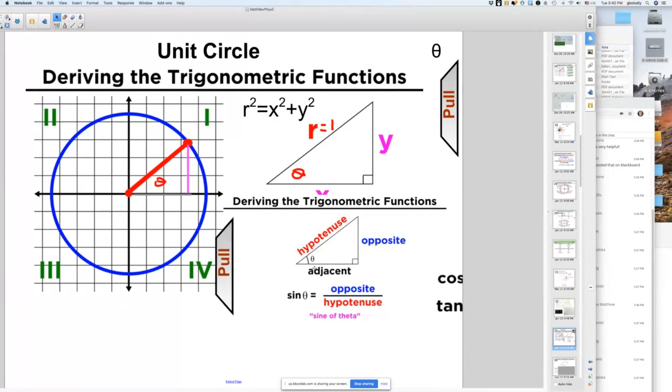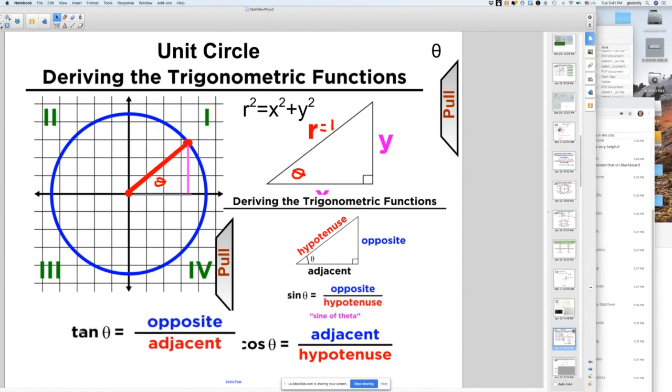The sine of theta is the number that you get by taking this length, the opposite side, and dividing it by the hypotenuse. The cosine of theta is taking the adjacent leg and dividing by the hypotenuse. And the tangent of theta is taking the opposite leg and dividing it by the adjacent leg.